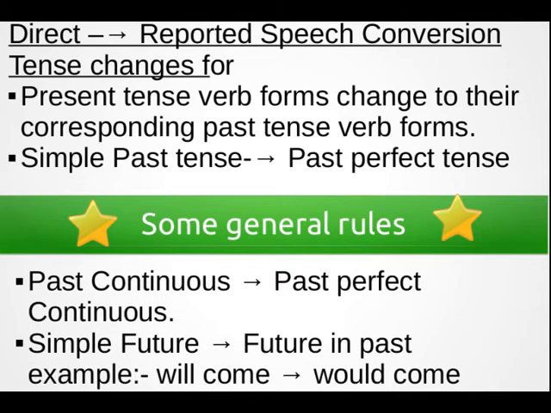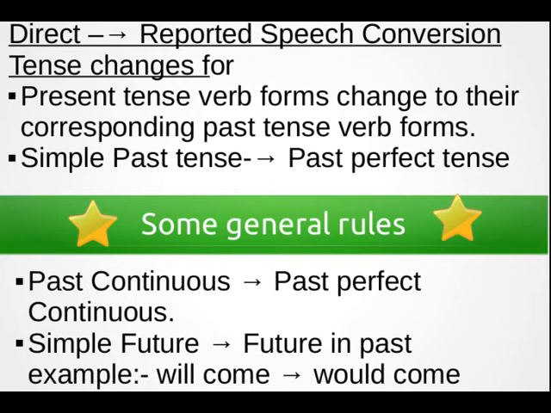Then simple past tense, that's to be remembered. Simple past tense changes to past perfect tense. Past continuous changes to past perfect continuous tense. In the case of simple future tense, it changes to future in the past. Will come changes to would come. Now let's focus on how the auxiliaries change while reporting.